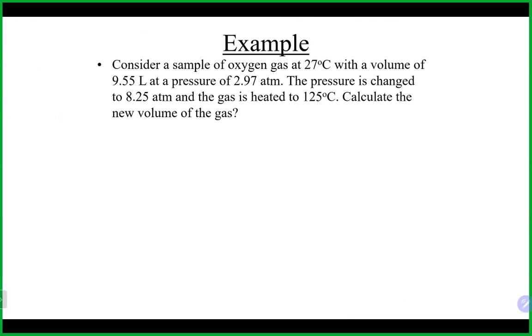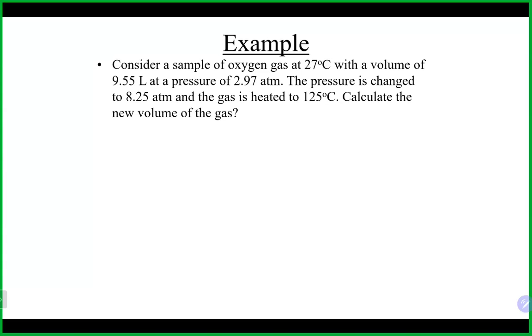Consider a sample of oxygen gas at 27 degrees Celsius, has a volume of 9.55 liters, a pressure of 2.97 atmospheres. The pressure goes to 8.25 atmospheres and it's heated to 125 degrees Celsius. What will be the new volume?